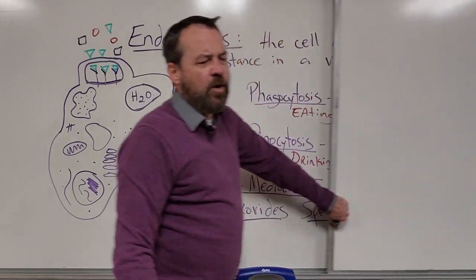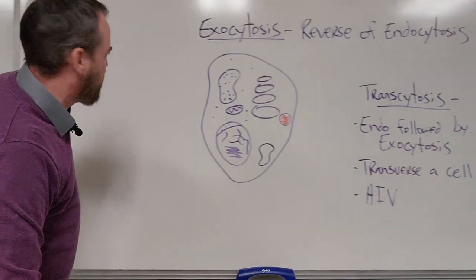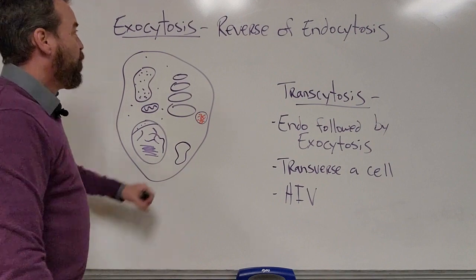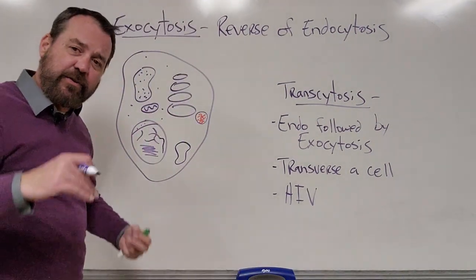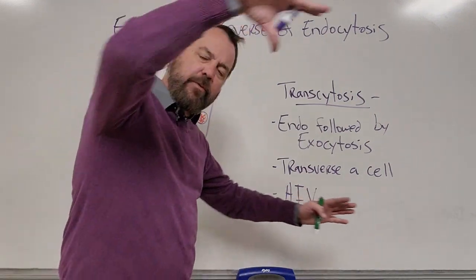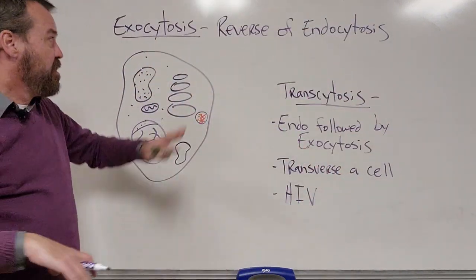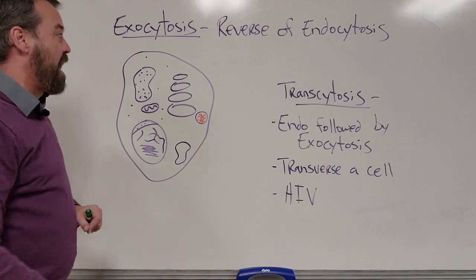So the last two really fall under that phagocytosis umbrella as well. We have exocytosis, which is just the reverse of endocytosis. So with endo, we bumped into that chicken leg, we reached out, grabbed it, pulled the whole thing in. With exocytosis, we're doing the exact opposite.